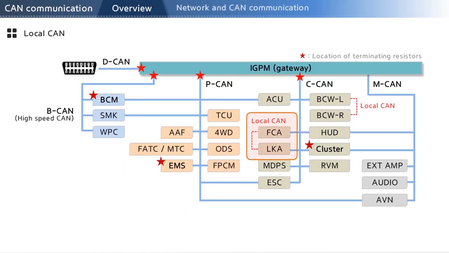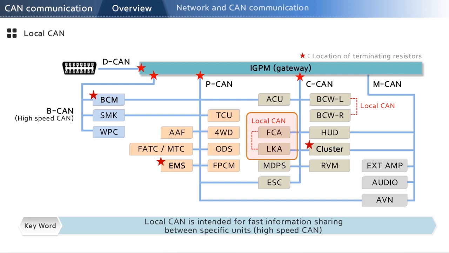Local CAN is used by systems where fast information sharing is most important, such as FCA and LKA. It is high-speed CAN to which only the relevant units are connected. The diagram indicates that, in addition to FCA and LKA, BCW also communicates with the rear corner radars via local CAN.